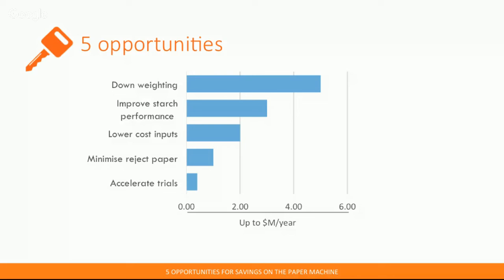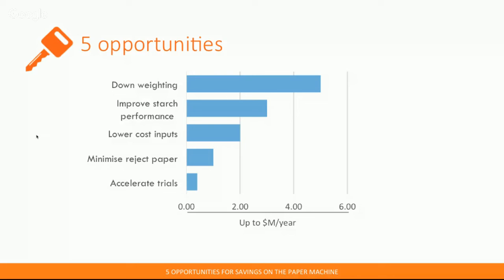Let's have a look at them in order. This plot gives them in order in terms of potential $1 million savings per year. The first one is accelerate trials, where we're looking at making trials easier, faster, and less risky. The second one is to minimize reject paper. We all have rejects in our paper mill, but how do we identify them and how do we treat them? If we can improve that process, we can save a lot of money. Thirdly, we can lower cost inputs. If we understand what's happening to our inputs and how they relate to how paper performs, we can potentially lower those inputs.